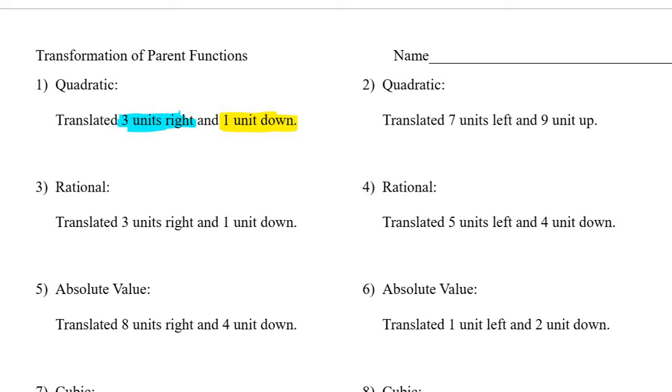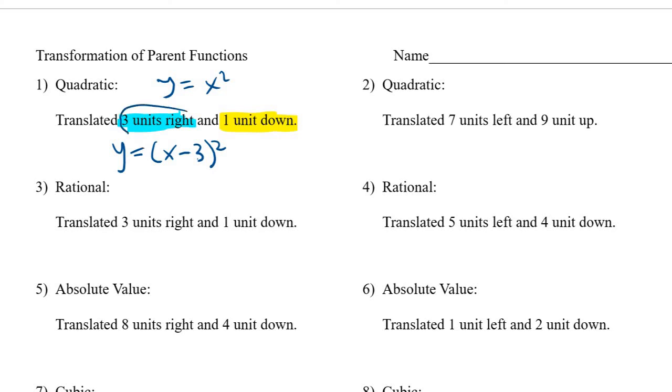The parent quadratic is this. Parent is y equals x squared. So if you're going to move 3 to the right, that means we are going to change the x to x minus 3. So it's going to look like this: y equals (x minus 3) squared. What we did was we just changed the x to x minus 3. That's the only way to move to the right.